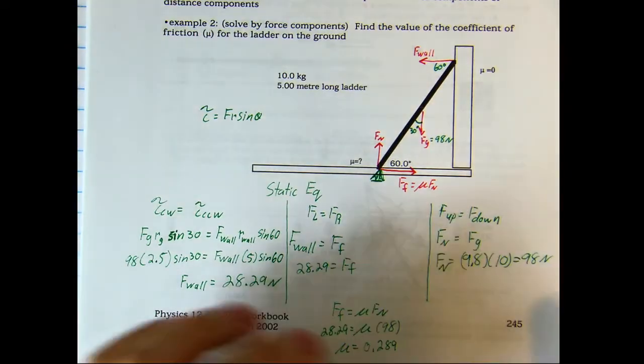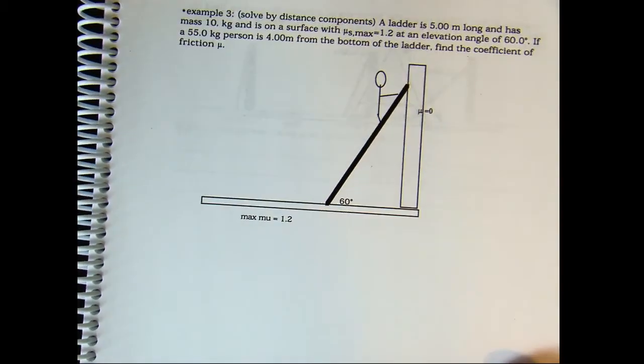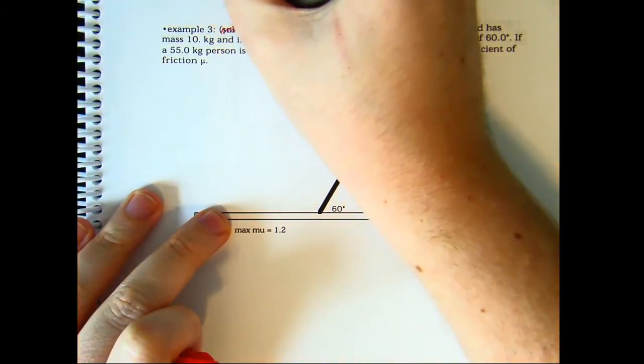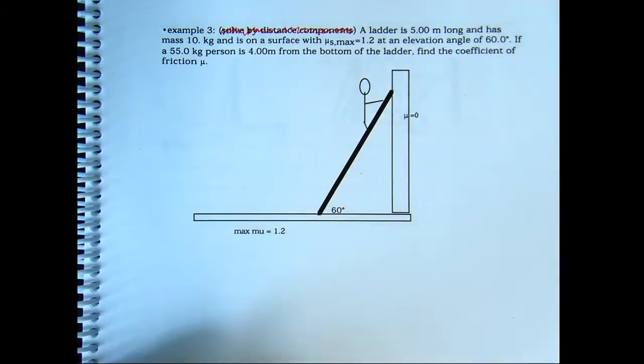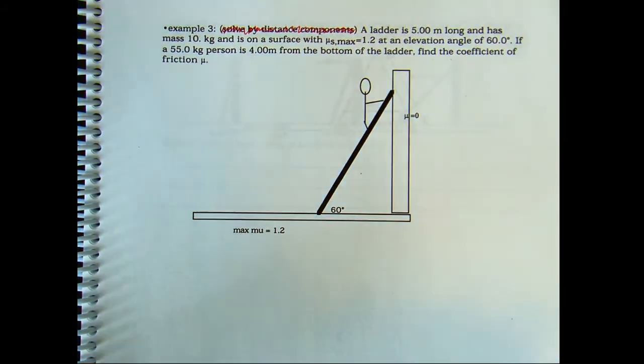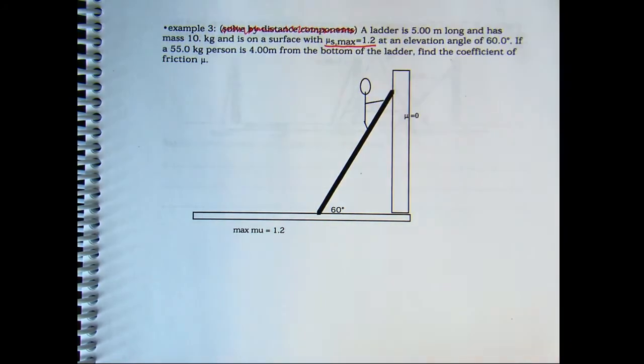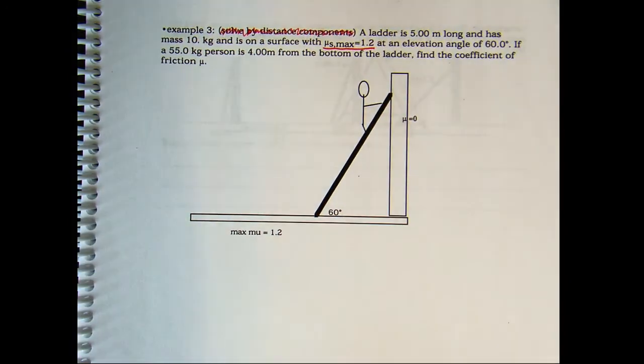Let's look at another question, very similar, except now you're on the ladder. We're not going to use distance components here. We are just going to use the regular old force components the way we've been doing it. So again, we've got a 5 meter ladder with a mass of 10 kilos. Now, we're given the maximum static coefficient of friction of 1.2 at an elevation angle of 60 degrees. So there's my 60 degrees right there. If a 55 kilogram person is 4 meters from the top, we want to find the actual coefficient of friction.